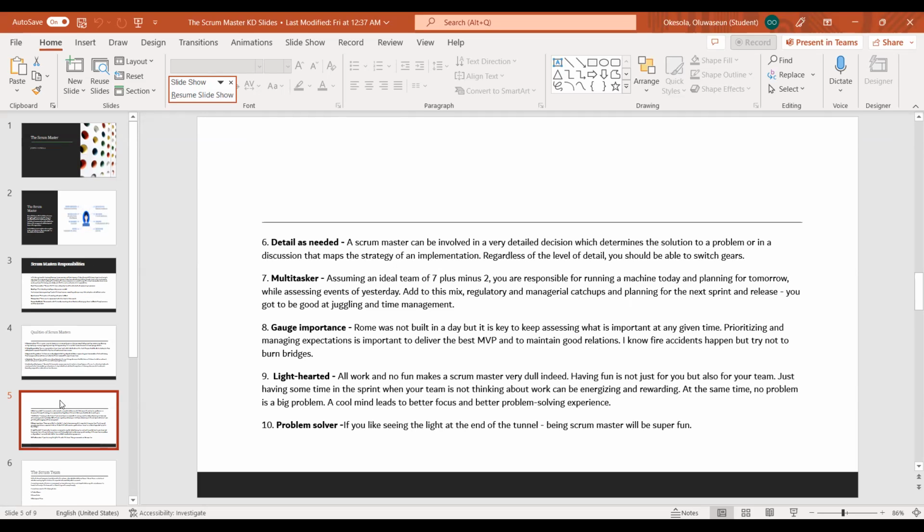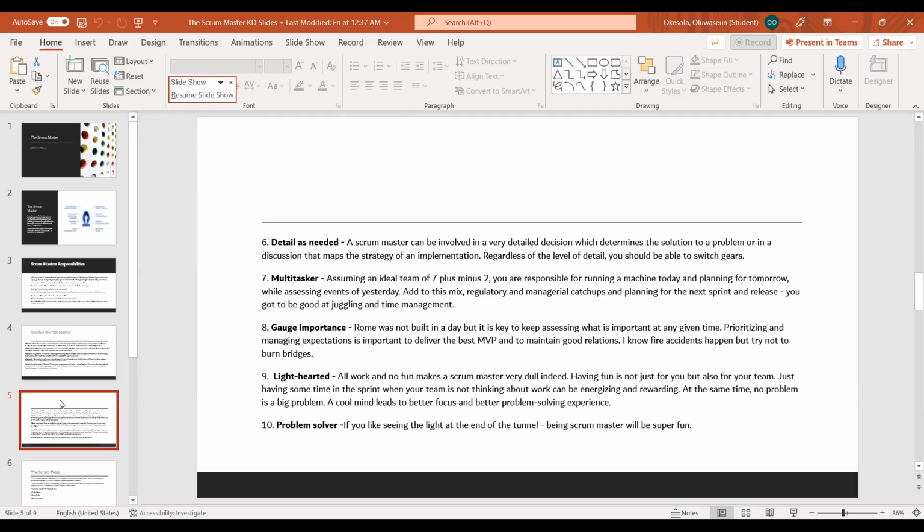So this is the kind of attitude that a Scrum Master should bring into the team. So it says at the same time, no problem is a big problem. So a Scrum Master shouldn't see any problem as a big problem. A cool mind leads to better focus and better problem solving experience. So the last one I believe says problem solver. In fact, if we look at everything we've discussed since morning, this sums it up. A Scrum Master is a problem solver. It solves problems for people, right?